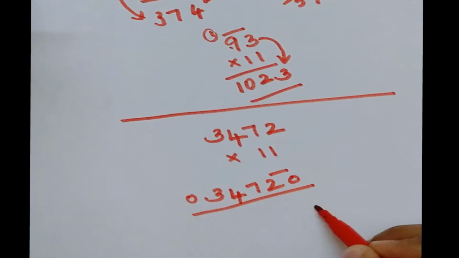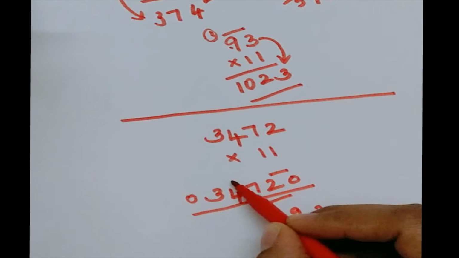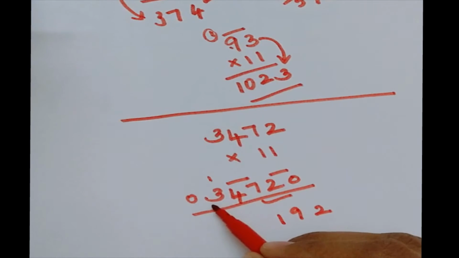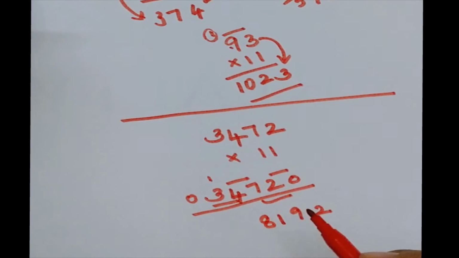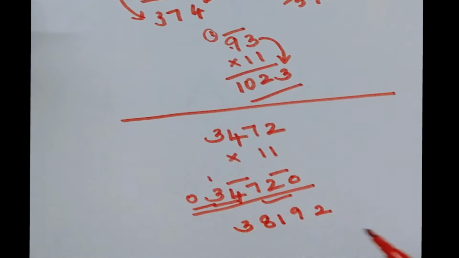2 and 0 would give you 2. 7 and 2 would give you 9. 7 and 4 would give you 11 with a 1 carryover. 4 and 3 give you 7, plus 1 as a carryover would become 8. And 0 and 3 would remain 3. So the answer would be 38192.